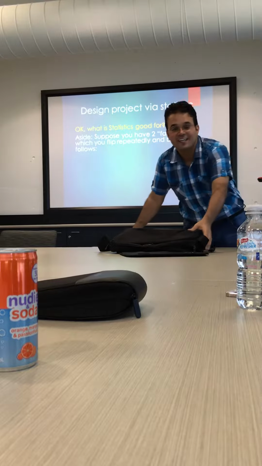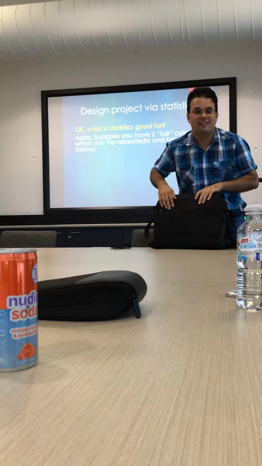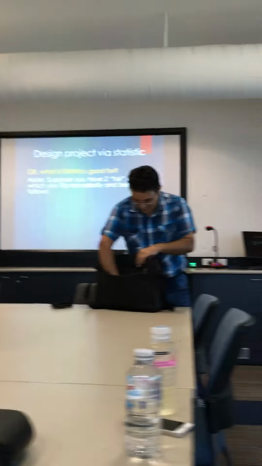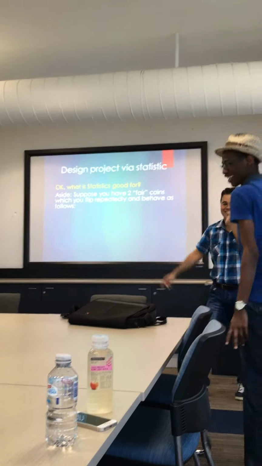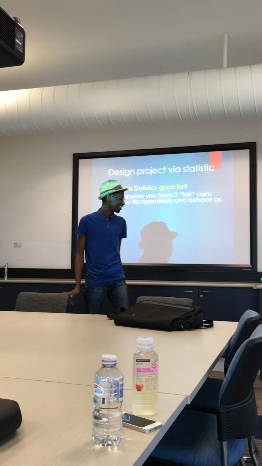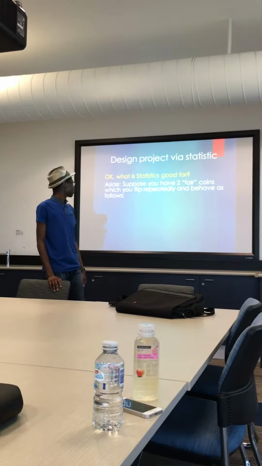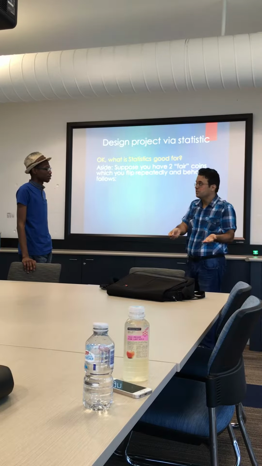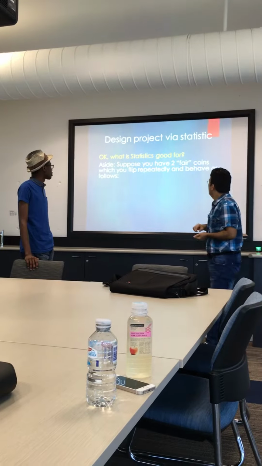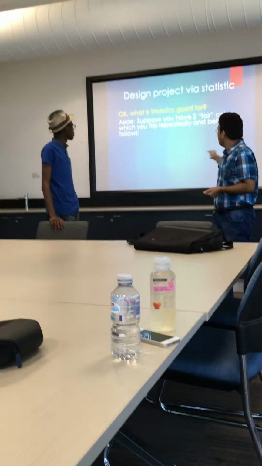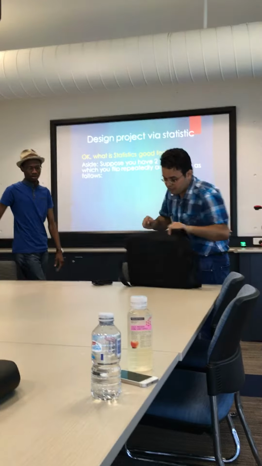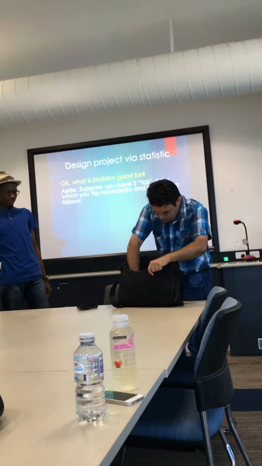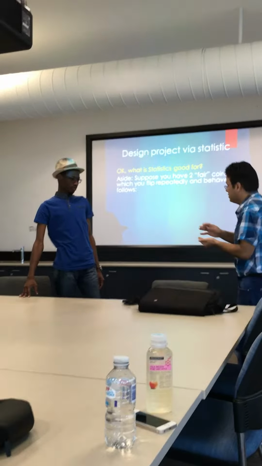Can one person volunteer? Who can help me? You? Okay, that's a simple thing. But I think you have to jump on the table. No. Come here. It's okay. Just to show the random, you know. Now suppose you have two paired coins, like this, which you flip repeatedly and behave as follows. Yes, take the same size. Okay.